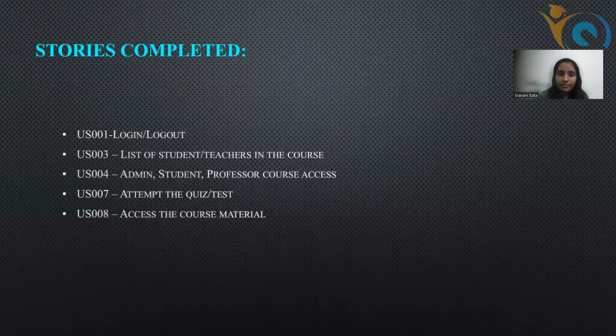So these are the stories which we have completed in the sprint: login, the list of students and teachers in the course, and the admin, student, professor, courses access, attempting the quiz or the test, and accessing the course material. Next slide.